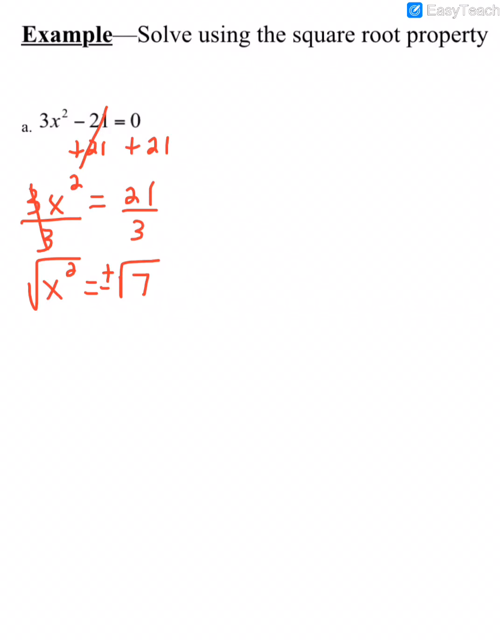Okay, so square and square root cancel each other out, so we get x is equal to plus or minus the square root of 7. Now, of course, if the number under the radical is a perfect square, or if it had any perfect square factors, we would need to simplify our radical. But 7 is not a perfect square, and it doesn't have any perfect square factors, so we can stop here, and these are our two solutions.